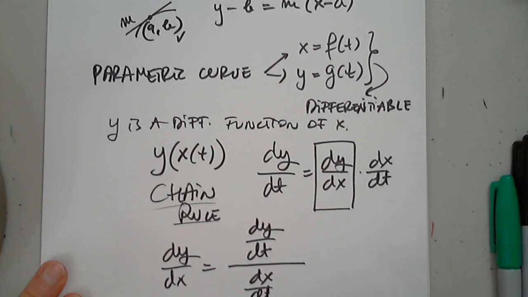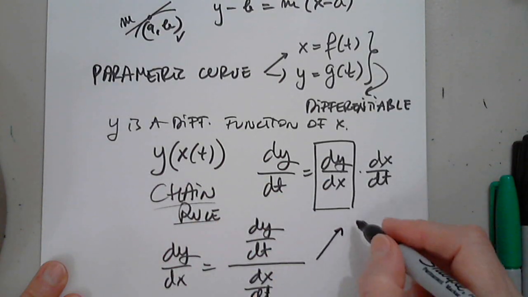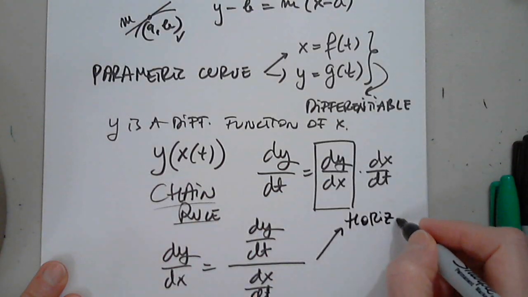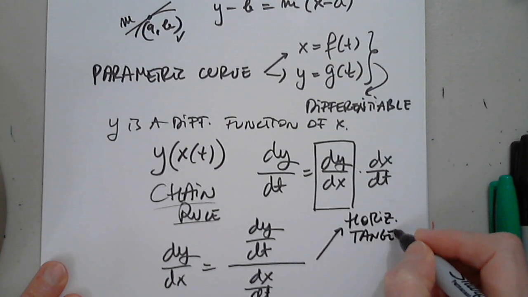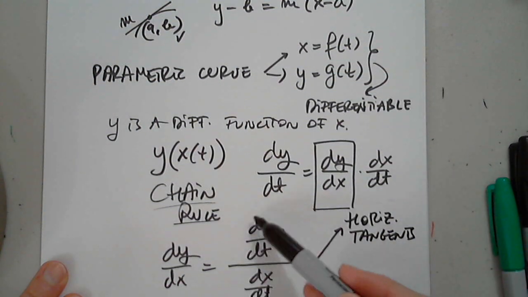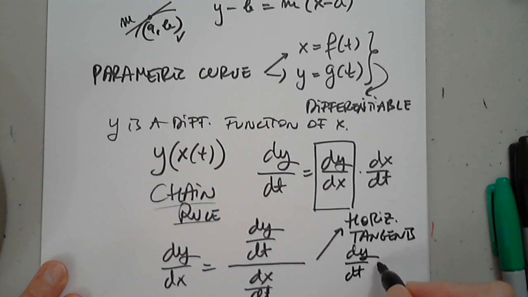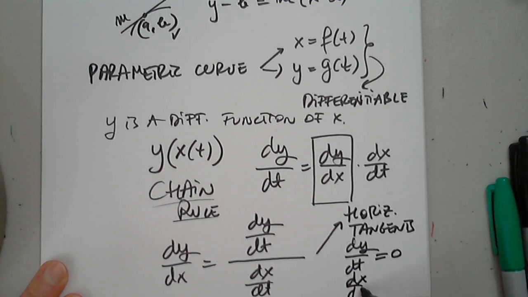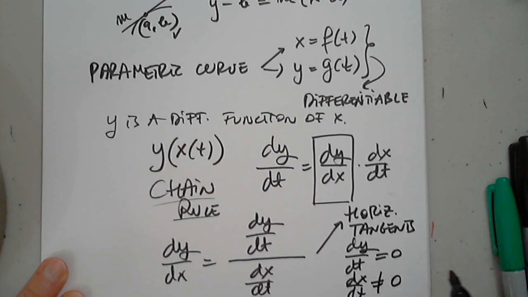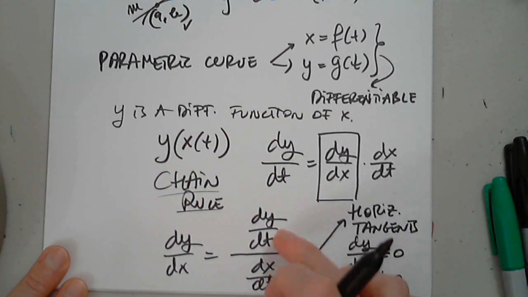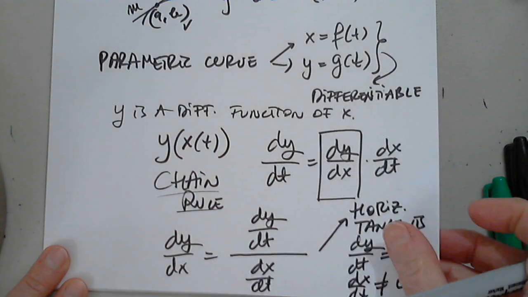Now, at this point, a few topics here are very important. For horizontal tangents, obviously the numerator has to be 0. dy over dt has to be 0, but dx over dt cannot be 0. Okay? Not 0 over 0, just 0 in the numerator.